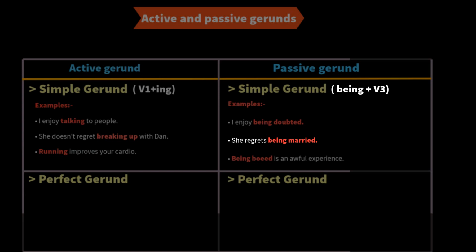Being married. All right. So being married is working as the object of the verb regret. Now, since she's not doing the action, we are using a passive form of a simple gerund. She regrets what? Being married to you. I feel sorry for you, man. Let's look at the next example.